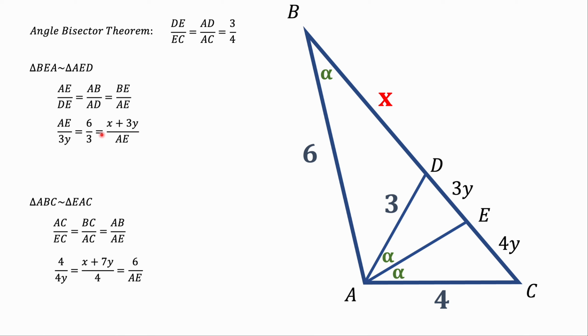So one thing we can do, we can look at this equation first, and that will relate AE and y. The second thing we can do is look at this part, which is the second equality. And in this equality, we're going to plug in the AE we just found. And this is what we're going to get. And that gives us the relationship between x and y.